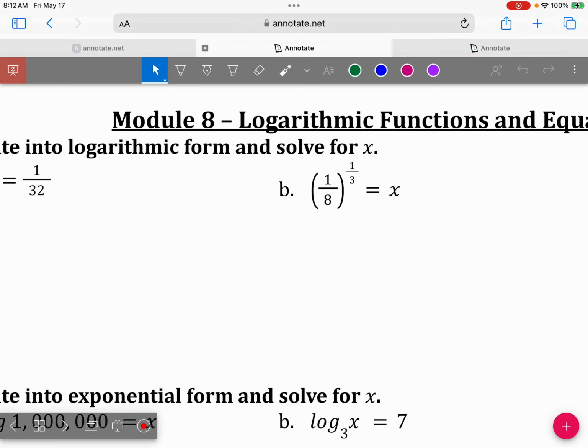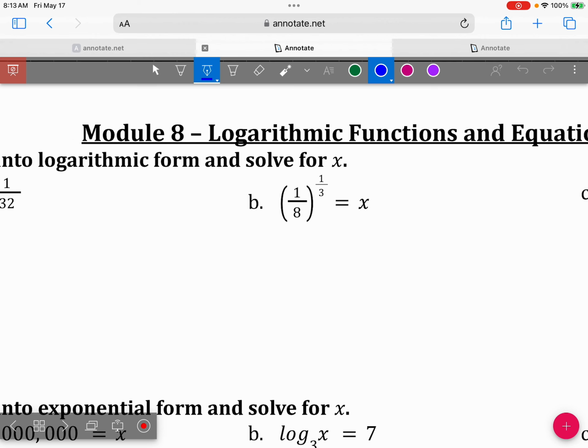So we're asked to put this into logarithmic form, and we're asked to solve it. But honestly, on this one, putting it into logarithmic form isn't going to help us solve it, but we're going to do both anyway because that's what the instructions really say.